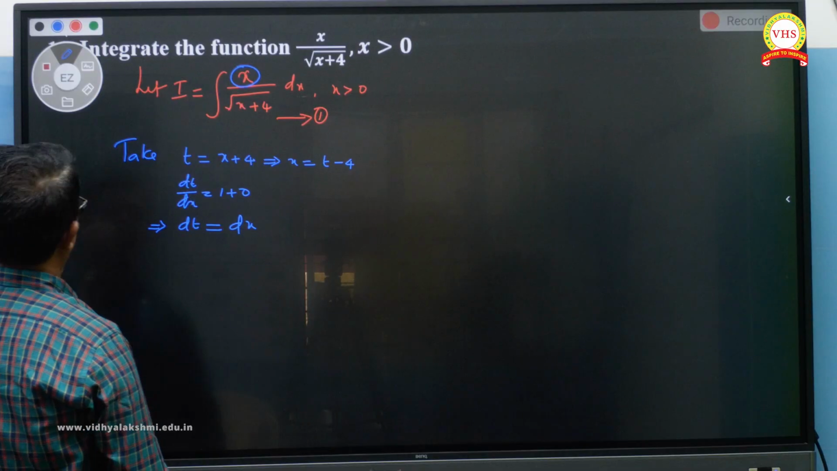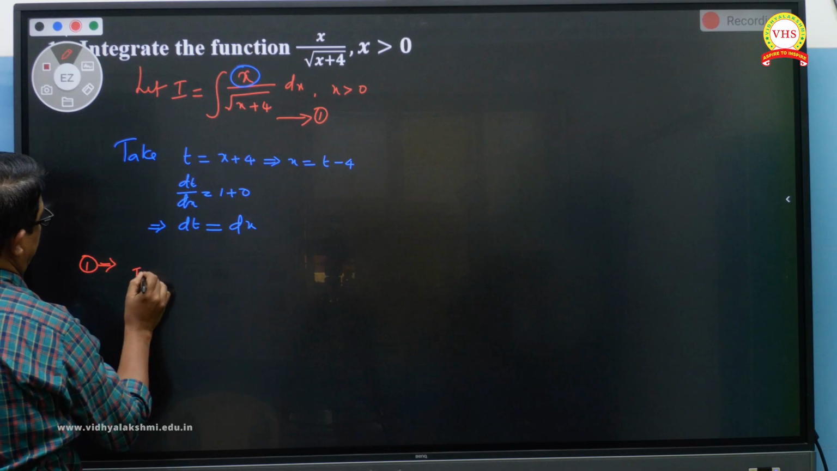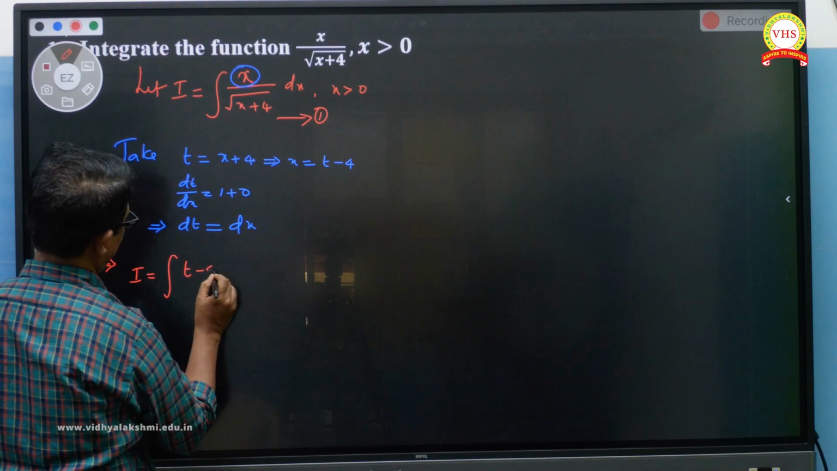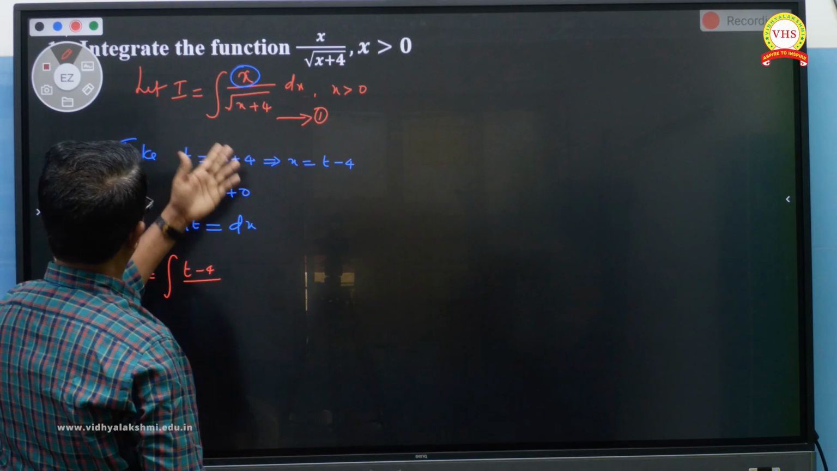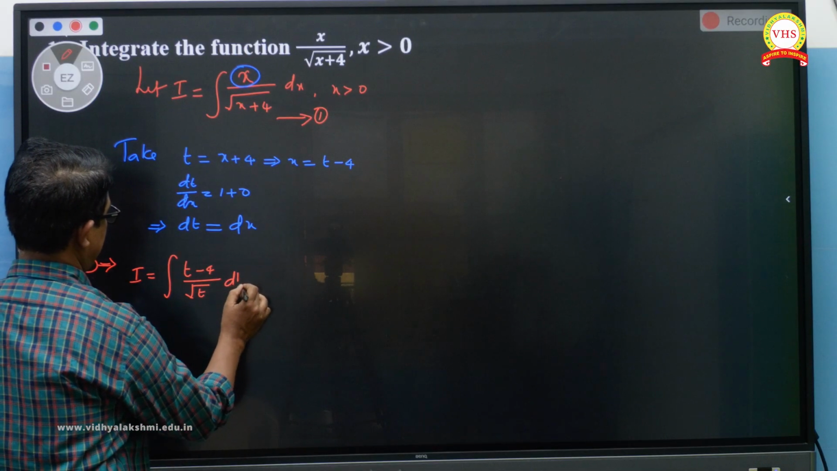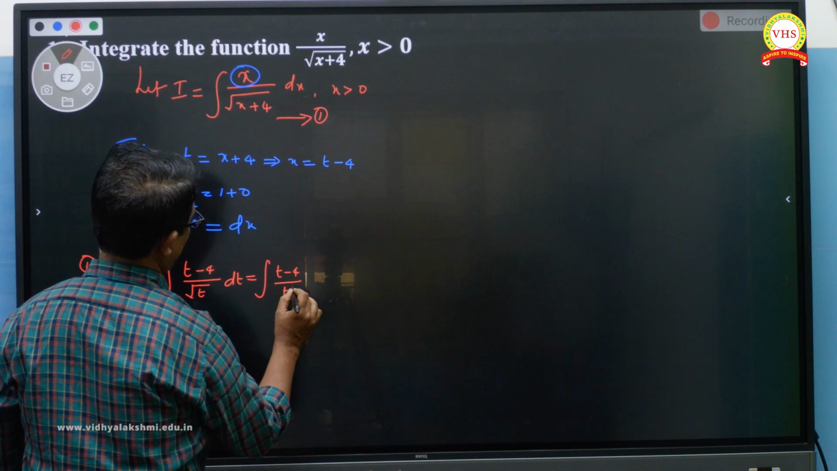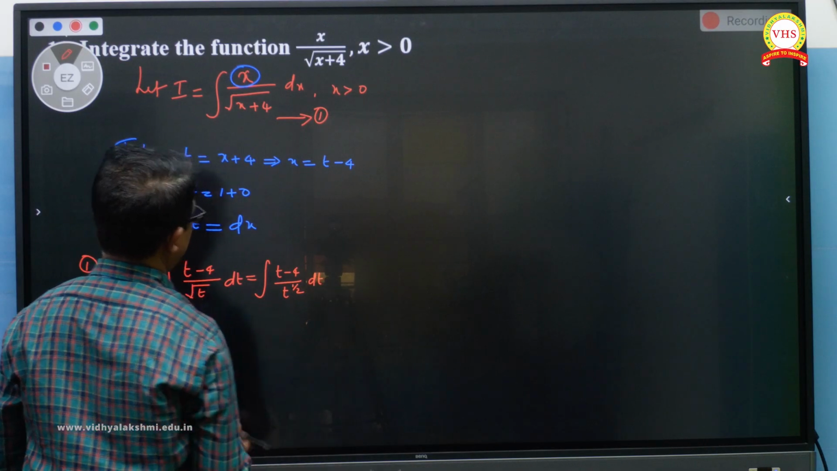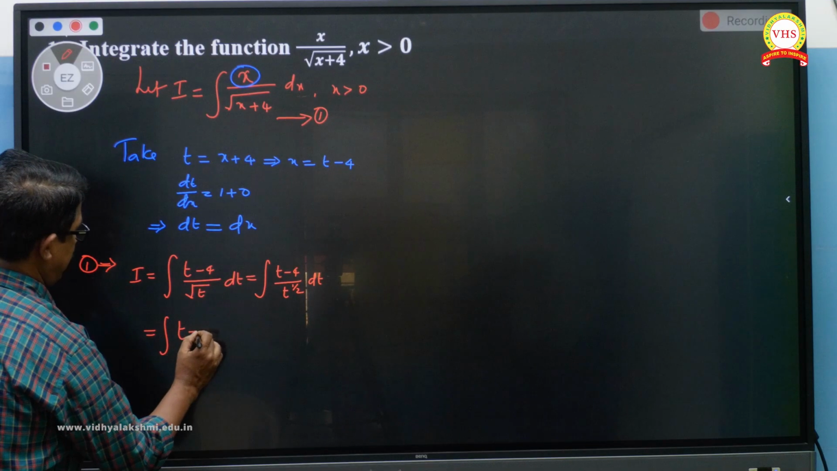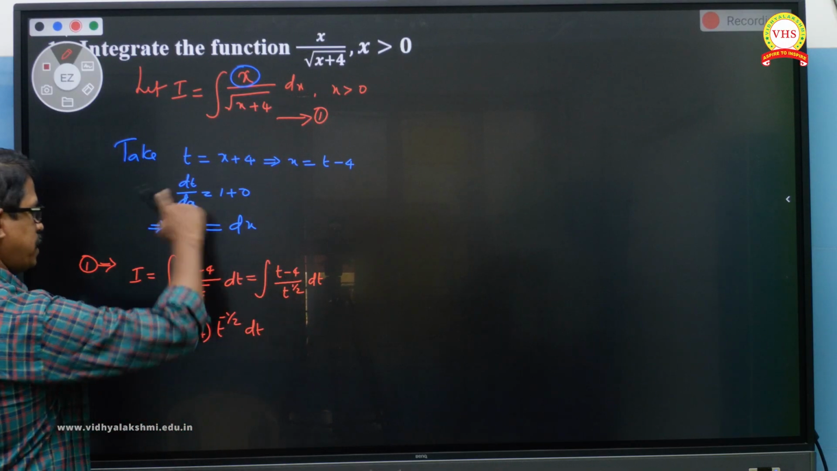Now what does the first equation become? I equals the integral of, what is the x value? t minus 4, divided by square root of t, into dt. Now I have the integral of t minus 4 divided by t to the power of 1 by 2 into dt. Taking the power to the numerator, it becomes t minus 4 into t to the power of minus 1 by 2 dt, because plus becomes minus.